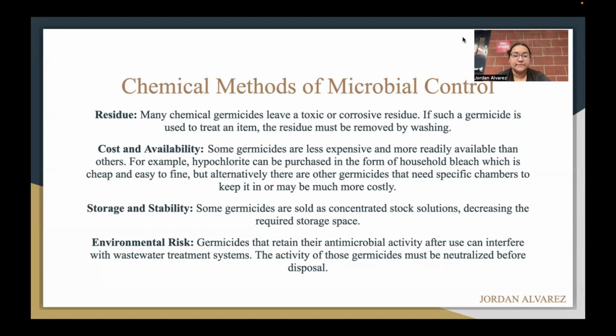Cost and availability. Some germicides are less expensive and more readily available than others. For example, hypochlorite can be purchased in the form of household bleach, which is cheap and easy to find. But alternatively, there are other germicides that need specific chambers to keep them in, or may be much more costly. Storage and stability. Some germicides are sold as concentrated stock solutions, decreasing the required storage space.